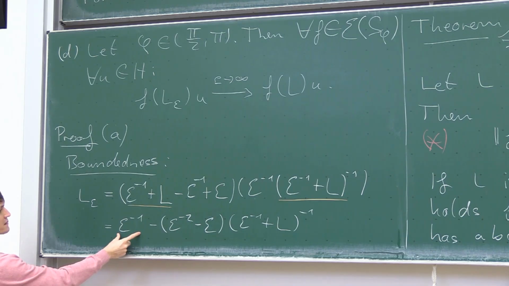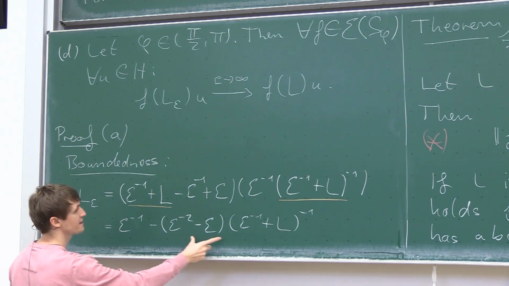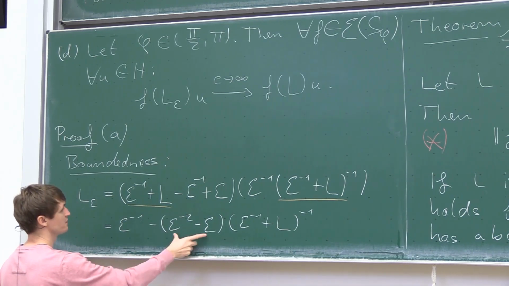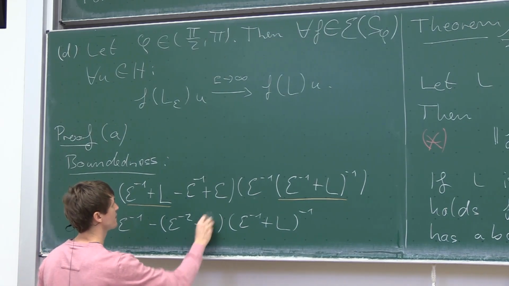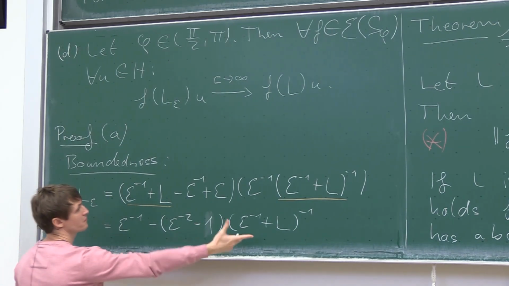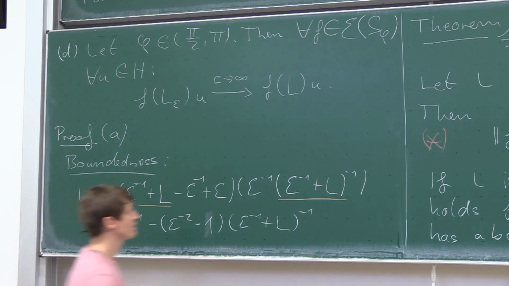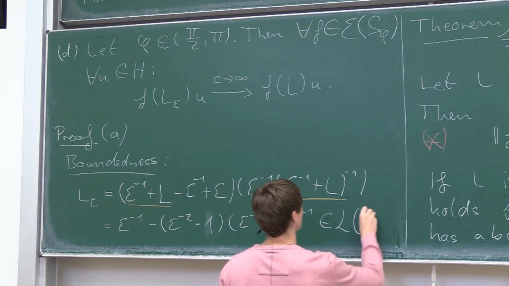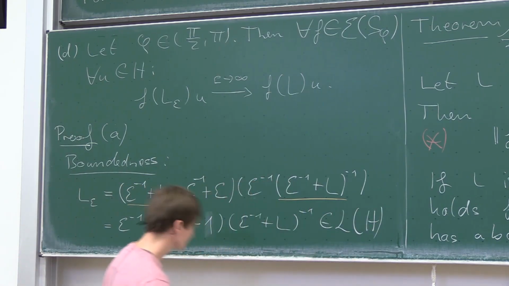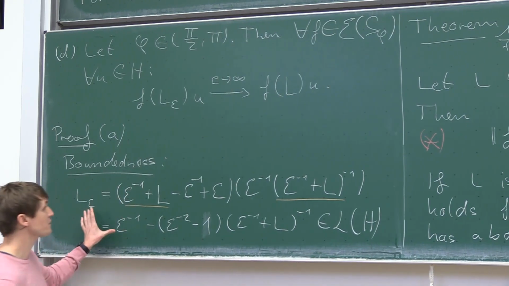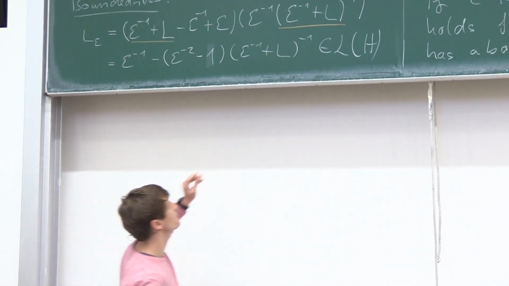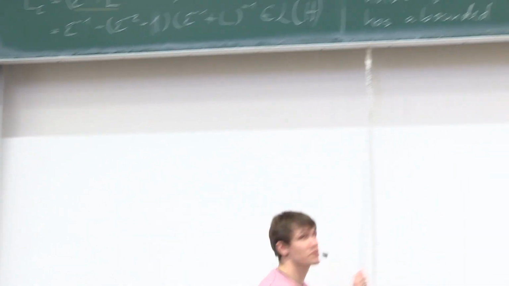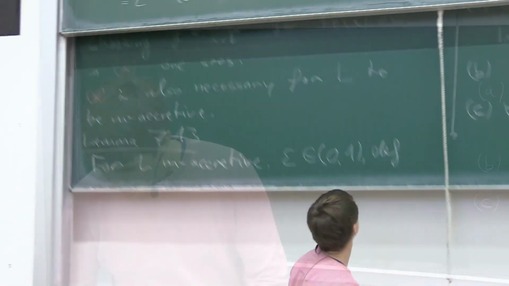is epsilon to the minus 1 times the identity multiplied, and we subtract some operator. Sorry, here should be a 1. We subtract some other bounded operator. So this is in the end a bounded operator on H. Okay, and now we will use this identity here to prove the M accretivity.